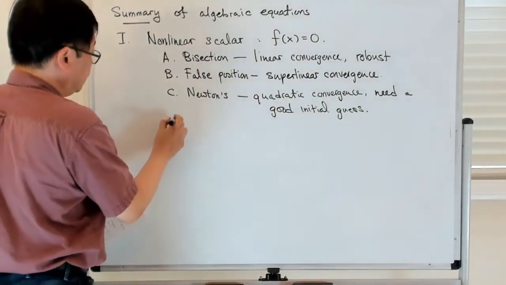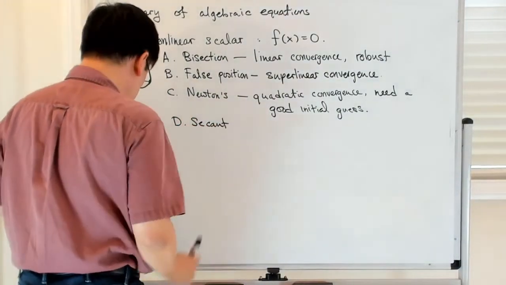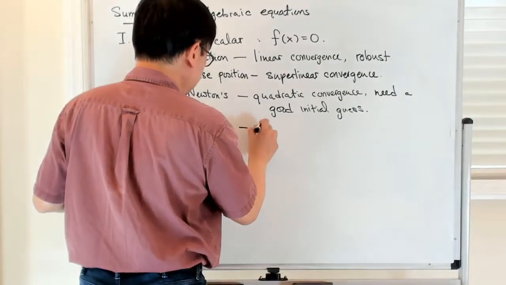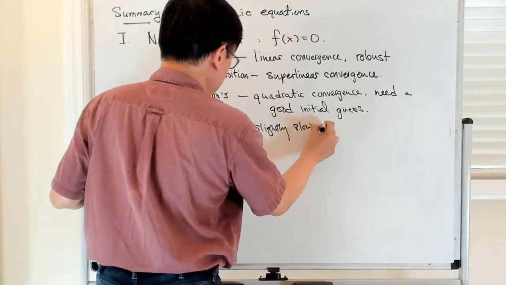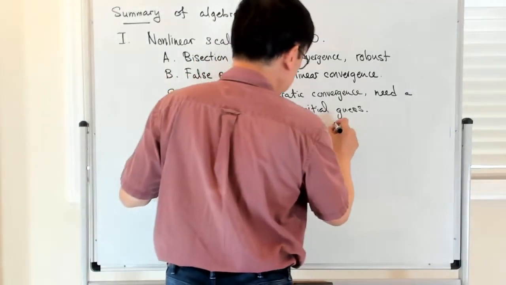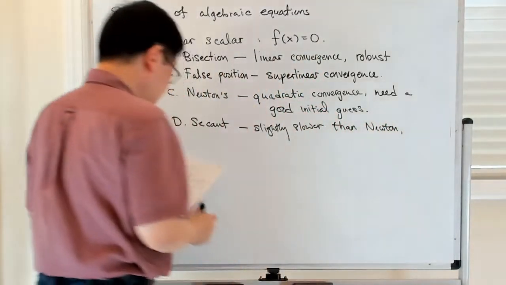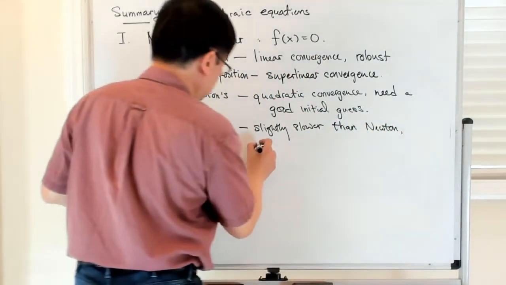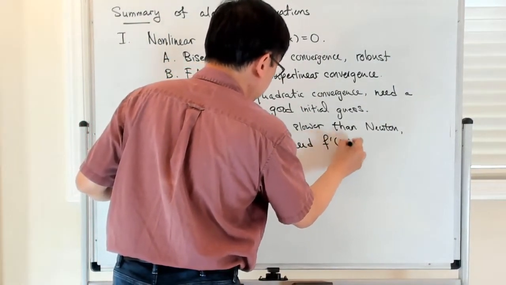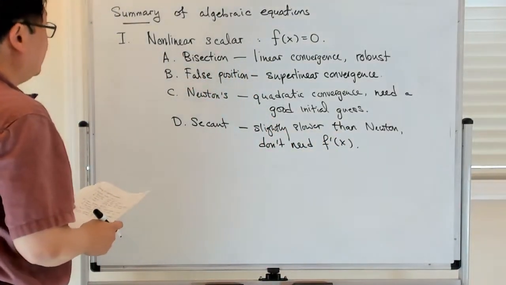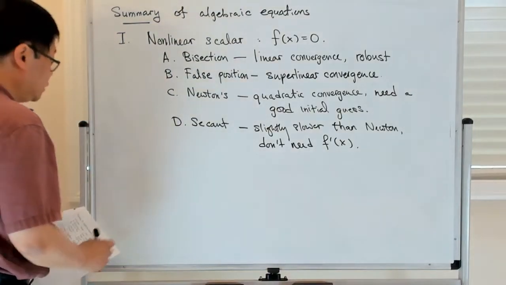Okay, and then the fourth method is the secant method, which is slightly slower than Newton, with the advantage that you don't need the derivative. Okay. All right, so that's some of the methods which we looked at for nonlinear scalar equations.